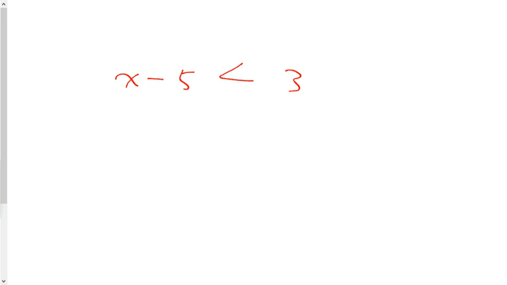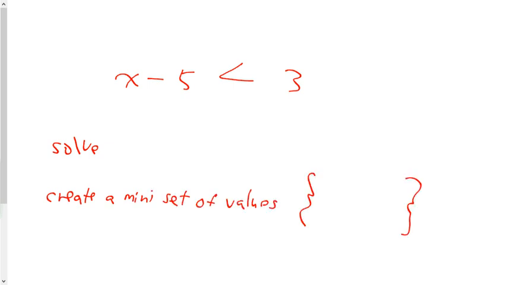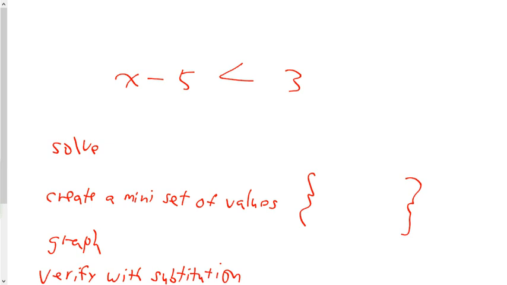Okay, this is a simple one. So here's what we're going to do. For this question, you're going to solve it. You're going to create a mini set of values using these cool little brackets here. You're going to graph it on a number line. And you're going to verify with substitution. So really, when we give this question, you should be able to do all 4 of those. So let's try it now.